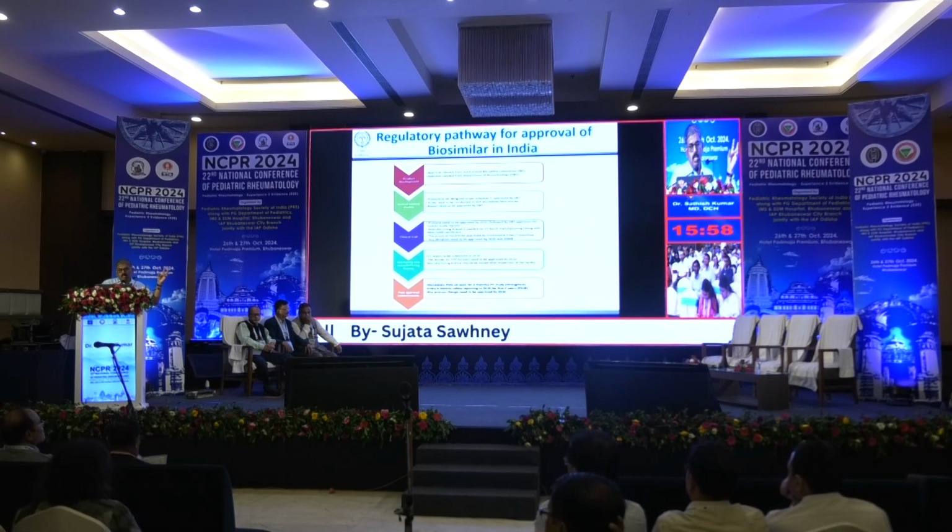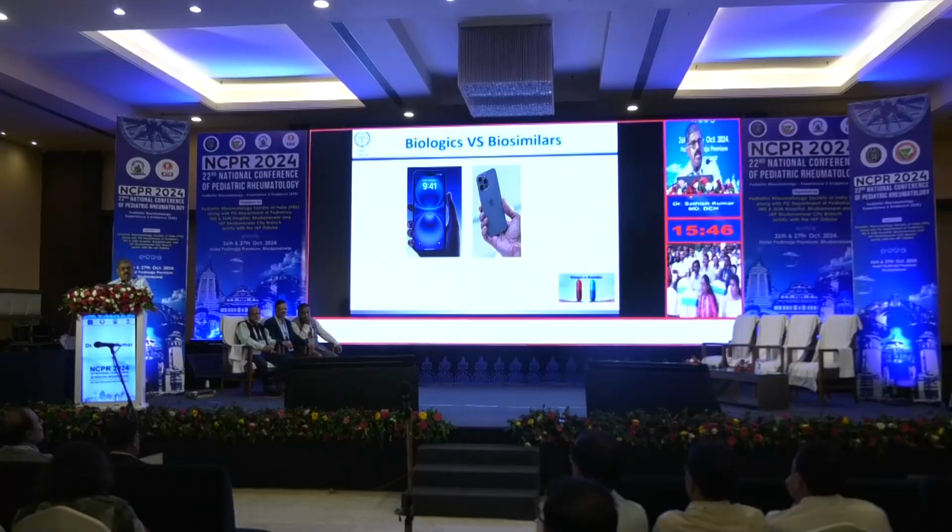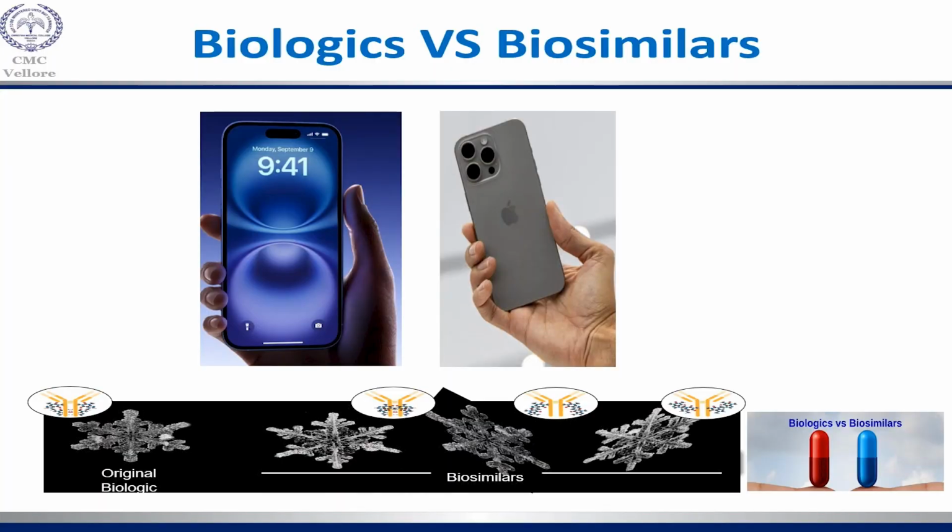So they follow a rigid process for biosimilar approval in India. When you talk about biologics and biosimilars, it's like your iPhone, which is made by Apple, and a China iPhone. They look the same, but there are some differences. So what are the main differences?